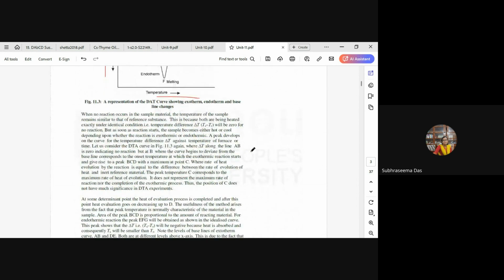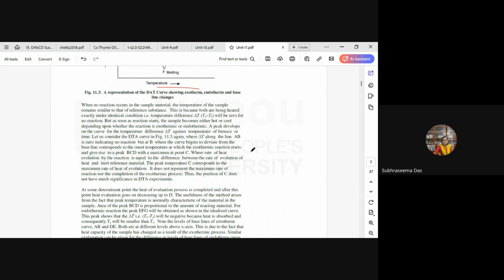Then when no reaction occurs in the sample material, the temperature of the sample remains similar to that of the reference. This is because both the reference and our sample are heated under exact conditions. So delta T, that is the T of the sample minus the T of the reference, is 0 when there is no reaction. But as soon as the reaction starts, the sample might either be cooled or heated depending upon the exothermic or the endothermic reaction. So the peak develops on the curve of delta T.